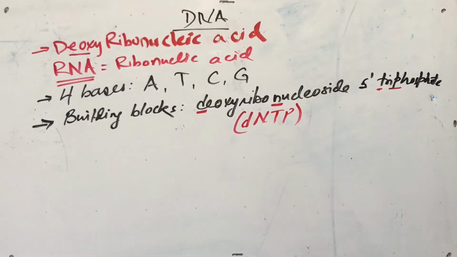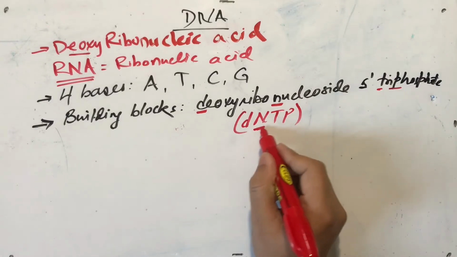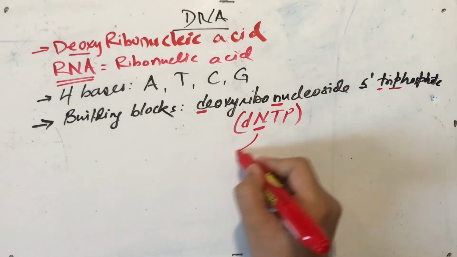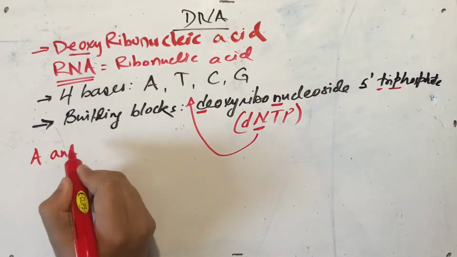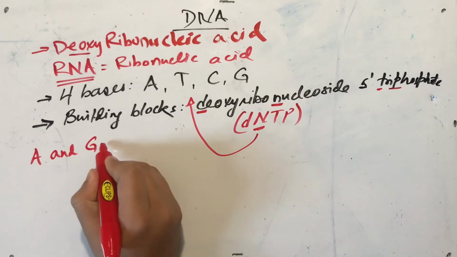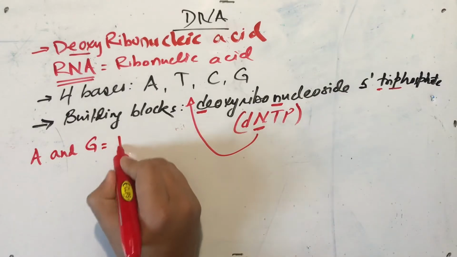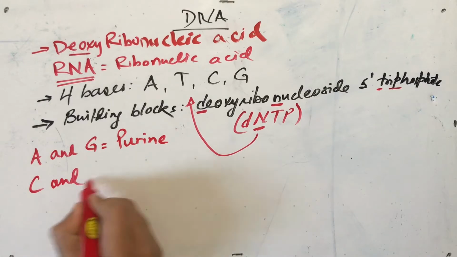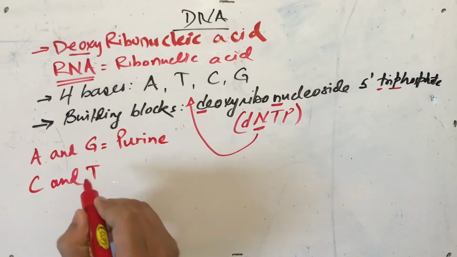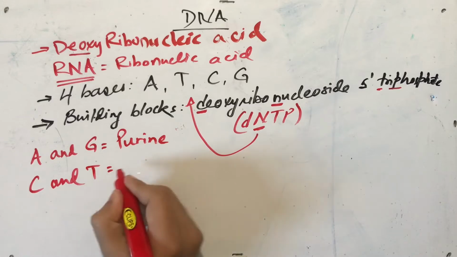So dNTP, and this N, the nucleoside, is basically one of these bases, A, T, C, or G. A and G are also known as purines, and C and T are also known as pyrimidines.